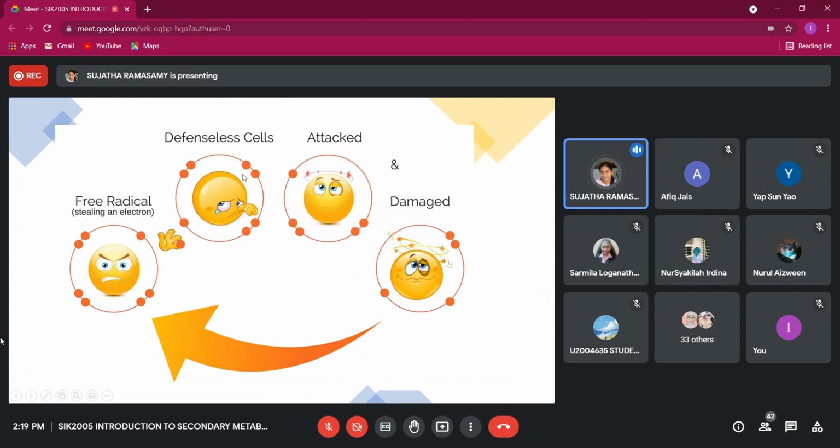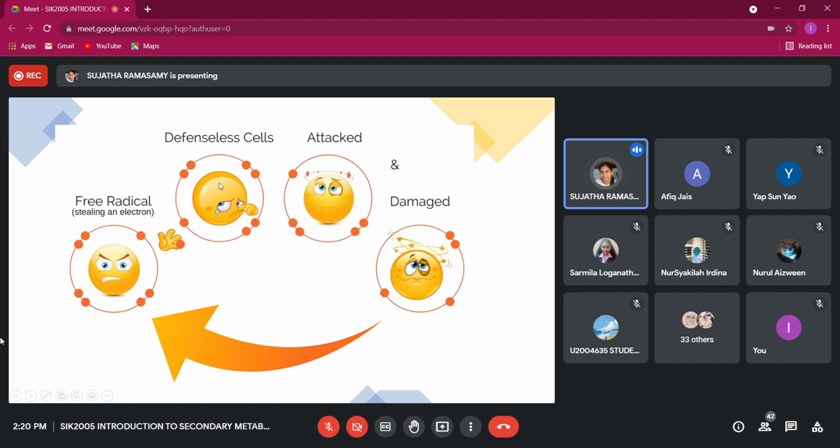This is a healthy cell. Healthy cells always have pair electron. So what will the free radical do? Steal one electron from this defenseless cell. Dia pun curi satu. Once it steals one, it becomes from unstable molecule to stable molecule and lives happily ever after.